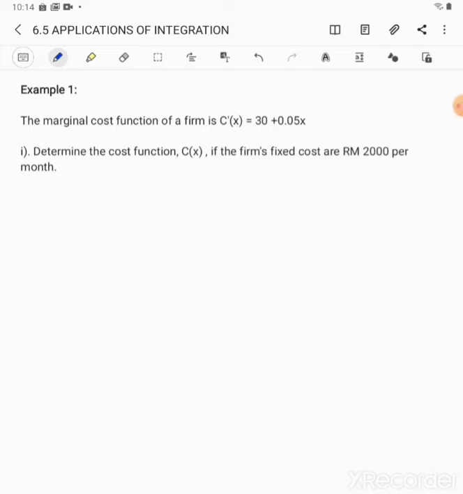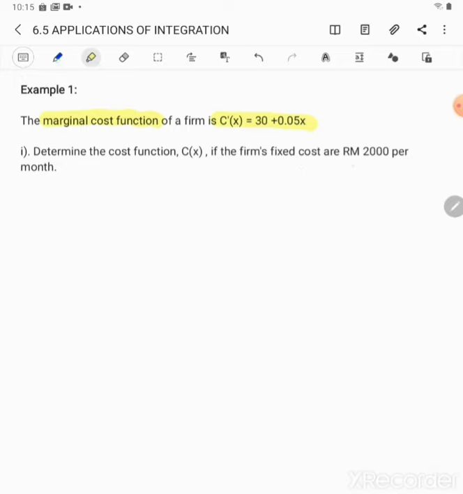Our topic now is 6.5 applications of integration. Now we begin with example 1. The question is, the marginal cost function of a firm is C prime x equal to 30 plus 0.05x. Question 1: Determine the cost function C(x) if the firm's fixed costs are RM 2000 per month.